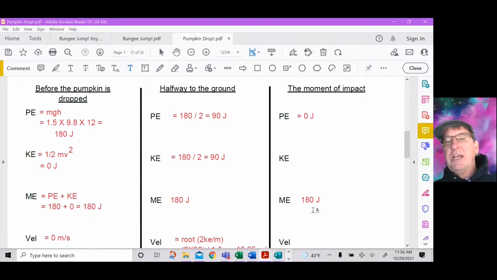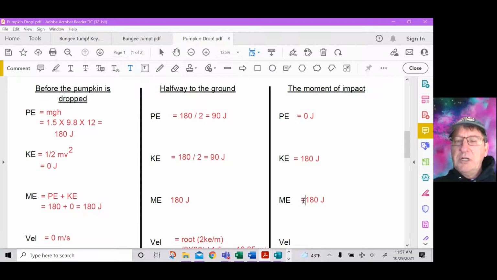Now, if ME was 180 and potential was 0, that means all of the energy had to be kinetic, so it should equal the mechanical. So KE equals 180 J. Hopefully that makes sense to you. Let's double check. 0 plus 180 makes 180. 90 plus 90 makes 180. 180 plus 0 makes 180. We just kind of flip this thing around, huh?